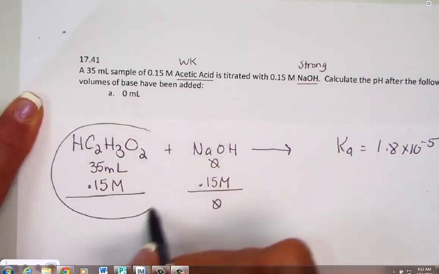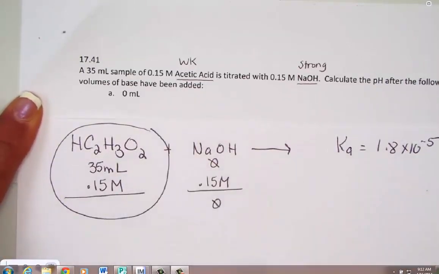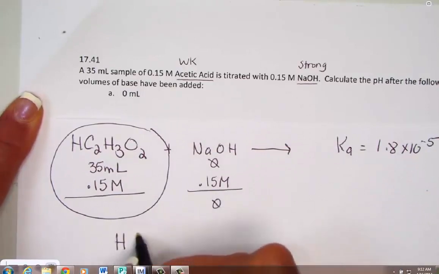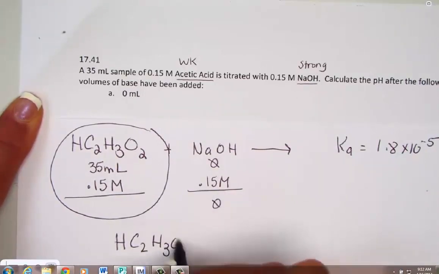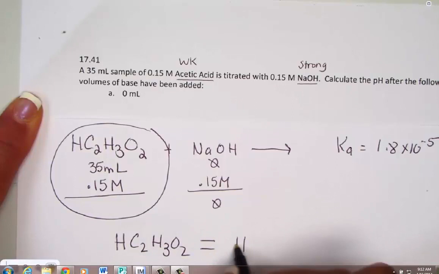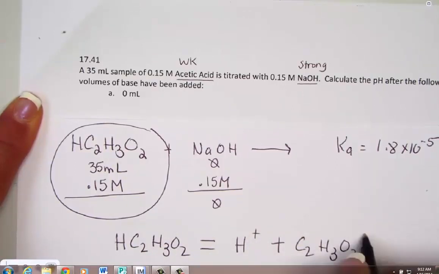Since no base is added, this is the only thing influencing the pH. So truly what we're looking at is an old-fashioned equilibrium problem where an acid partially ionizes to create conjugate pairs. I know this value is 0.15 molar.